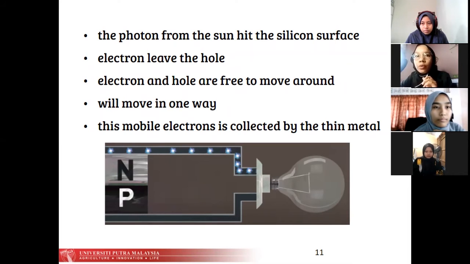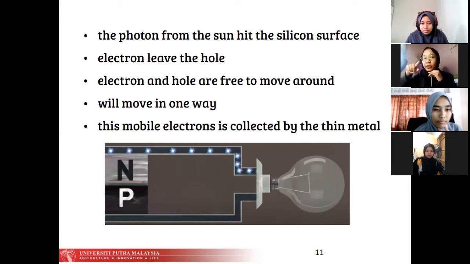When the photons from the sun hit the silicon surface, they can kick an electron from its bond to leave a hole, and the electron and the hole are free to move around. Because of this junction, they will move only one way, and then the electron will go to the N side and the hole will go to the P side.